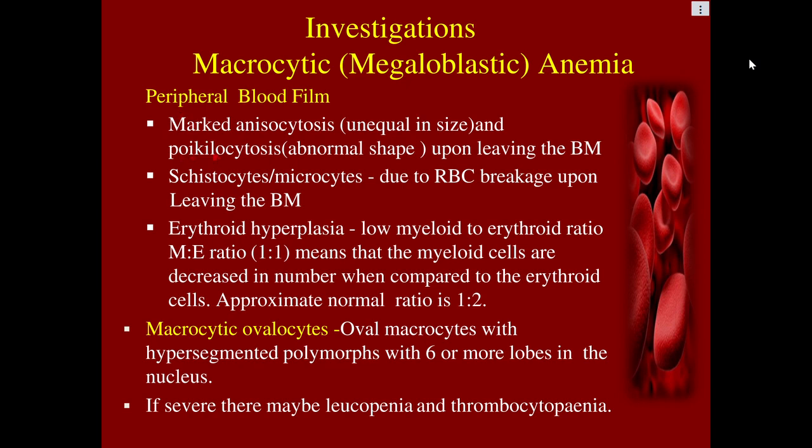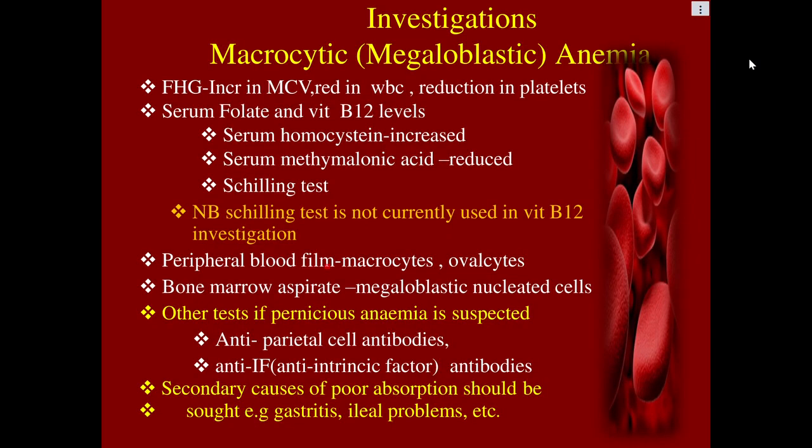A peripheral blood film is also known as blood picture. When you see this kind of picture where you have anisocytosis, poikilocytosis, schizocytes, or microcytes, the next thing that you need to do is your bone marrow aspirate or BMA, to try to find out the source of where the abnormal cells are coming from.